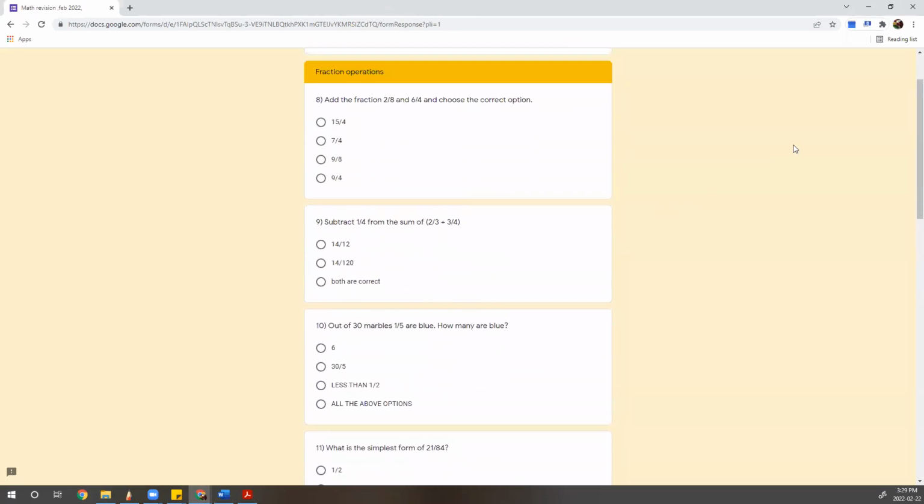Add the fractions 2 over 8 and 6 over 4 and choose the correct option. Okay, what you can do now is try to add. 2 over 8 plus 6 over 4. And what you can do now, you make it the same denominator, times 2 times 2, right? Becomes 8. And you don't have to do anything or just multiply by 1, right? And then the answer will be over 8, 2 plus 12, right? So it is 14 over 8.